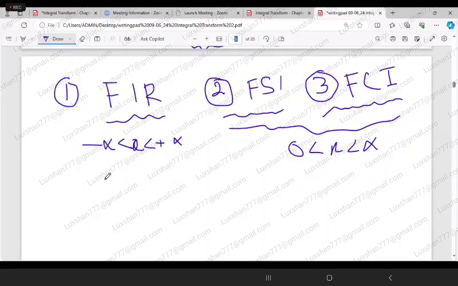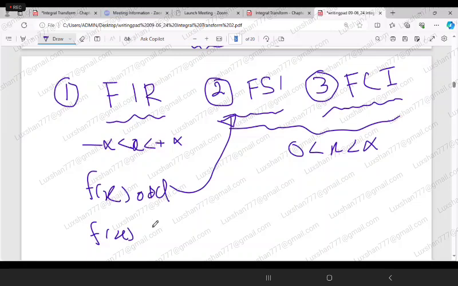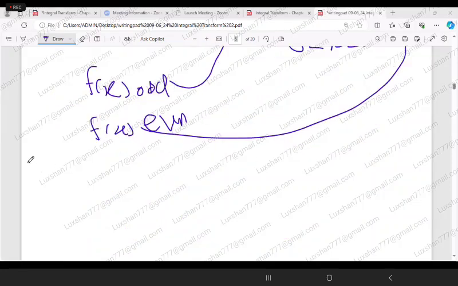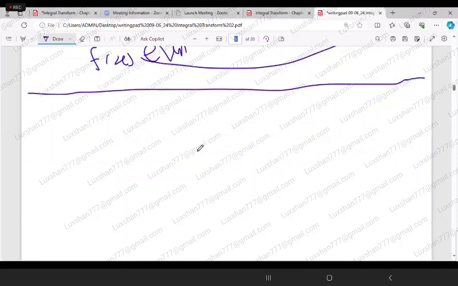Okay, if f(x) is an odd function, the Fourier integral representation automatically becomes Fourier sine integral. If f(x) is even, the Fourier integral representation automatically becomes Fourier cosine integral. Okay, so this is the big picture of what we study. Normally, when the domain is 0 to infinity, we can find Fourier sine integral and cosine integral for any functions. Okay, right. Now we are going to define Fourier complex transform.